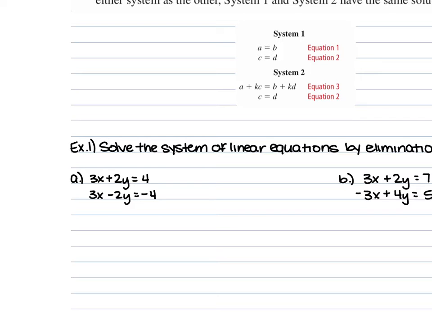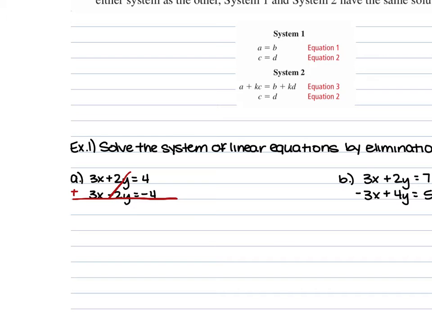3x plus 2y is equal to 4, as well as 3x minus 2y is equal to negative 4. With these, you see your coefficients. You have a 3 on both the x's, and then you have a negative 2 and a positive 2 on the y's. If you added these two expressions, you will cancel out those two y's because they're opposites of each other. And that's what your whole objective is here. Cancel out one of the variables first, solve for the other.